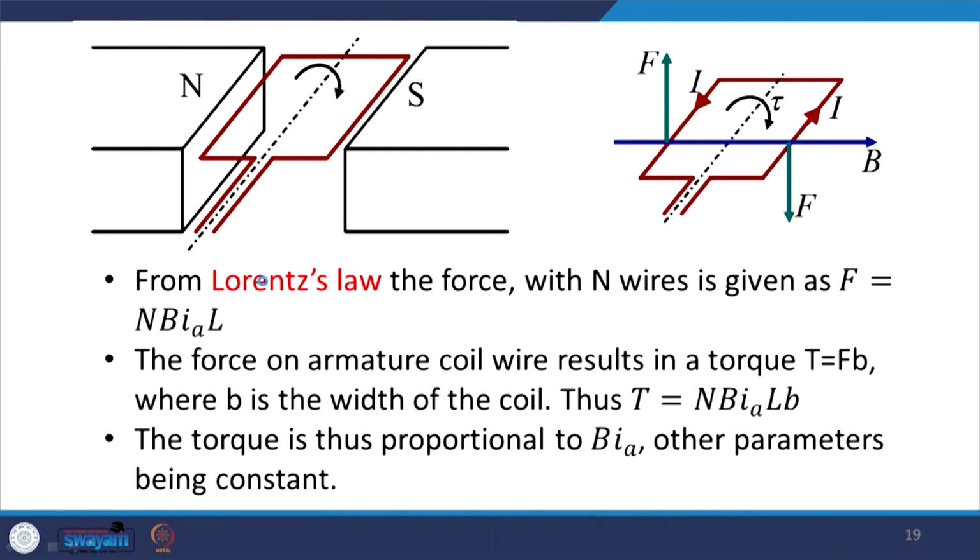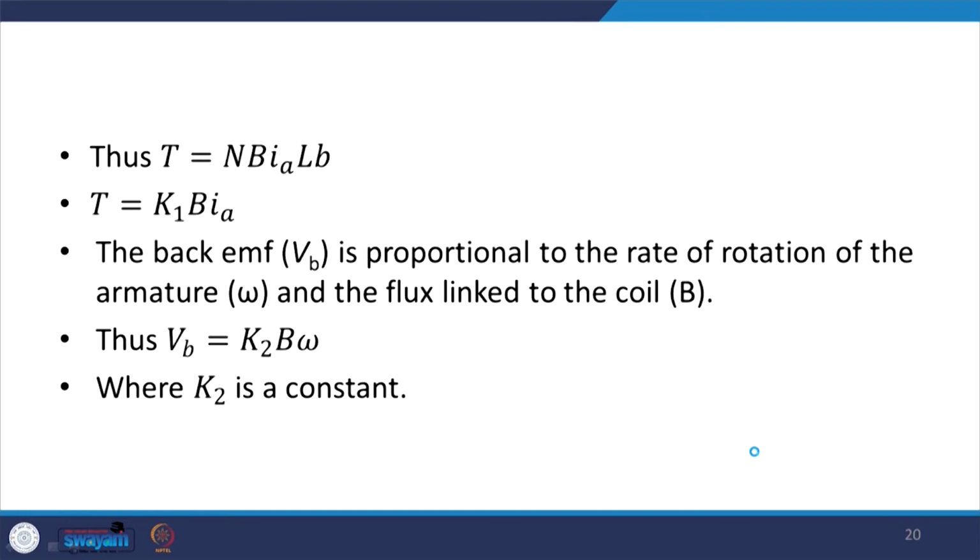Now, from the Lorentz law, the force with N wires can be given as N B IA L, and so the torque, if this has a width b, is F times b, and this F is N B IA L times b. Here, N is constant, field strength is constant, L is constant, b is constant. So, your torque produced is proportional to the current through the armature, other parameters being constant.